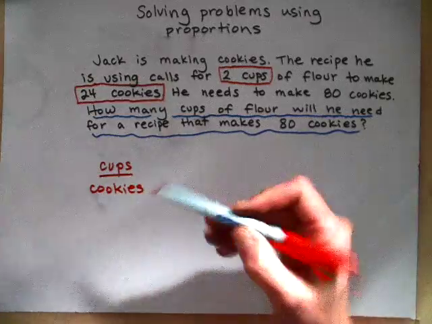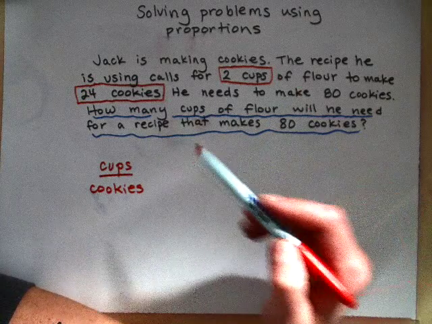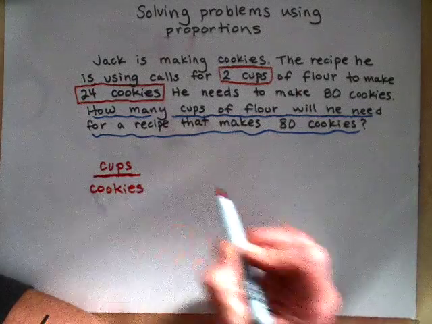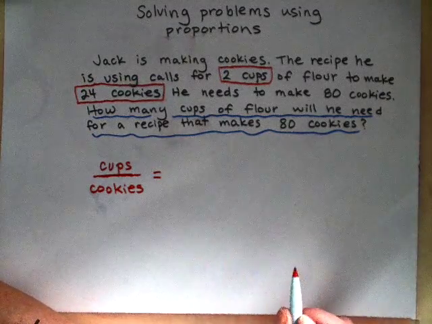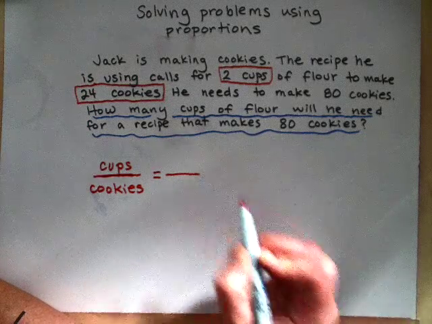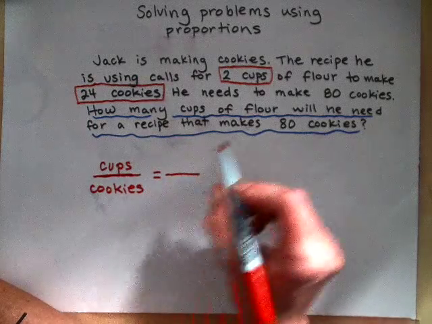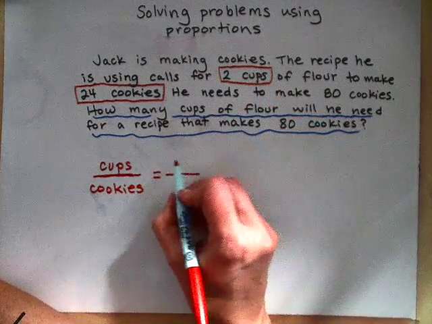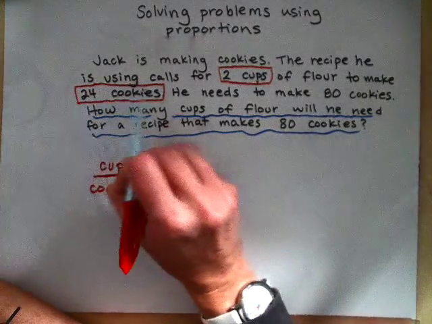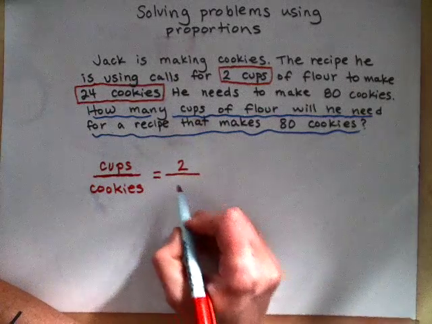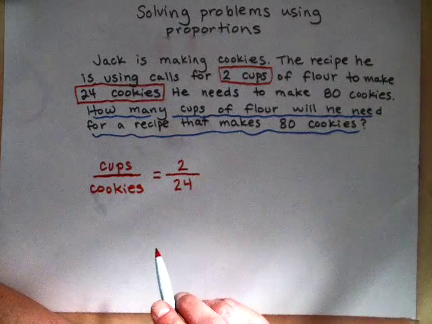Now, I wrote it like a ratio because I'm going to use ratios and proportions to solve the problem. So cups to cookies is what I'm comparing. Cups to cookies is equal to, now I'm making a proportion, 2 cups. The 2 would go right next to cups. And then cookies, the number is 24. So cups to cookies is 2 to 24.